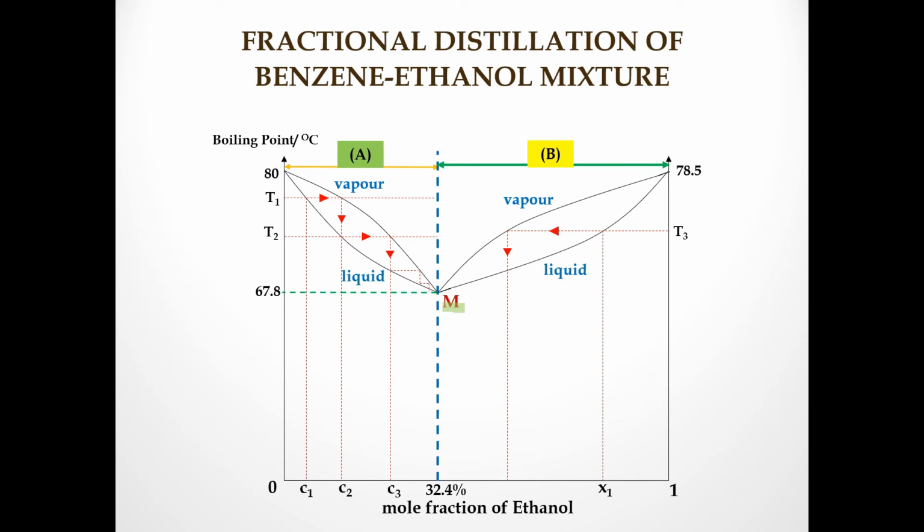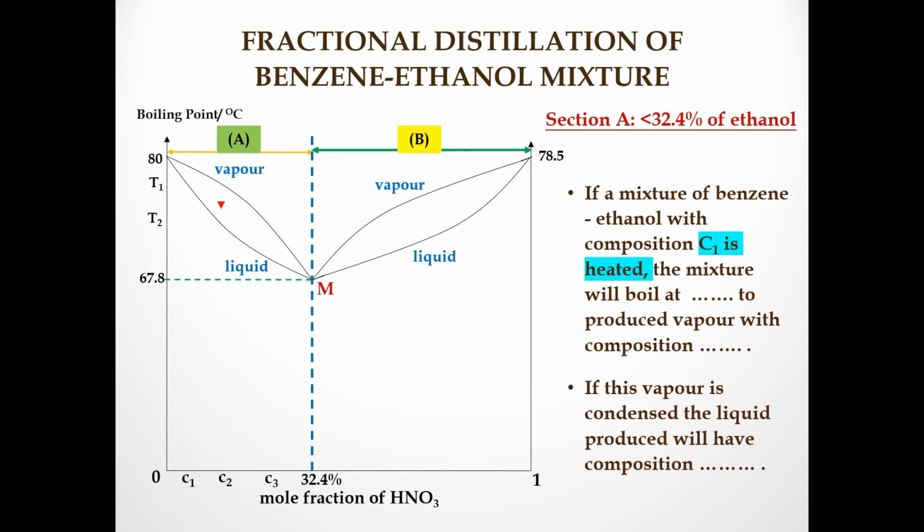Next we have to label the boiling point of the ethanol. Here we have 100% ethanol, and boiling point of the benzene, 80, here. So we have the vapour curve above the liquid. We look at section A first. Section A, we have less than 32.4% of ethanol.